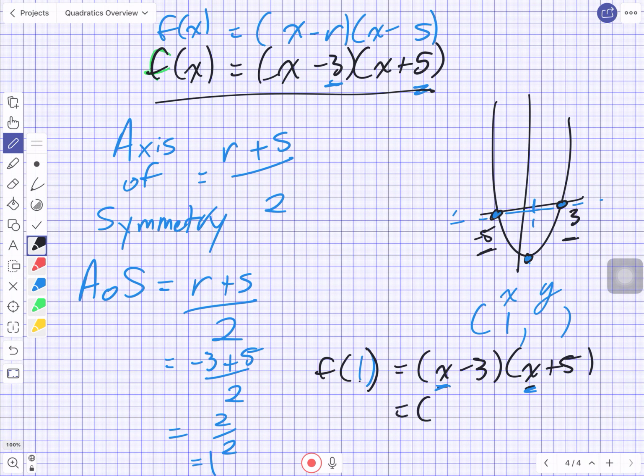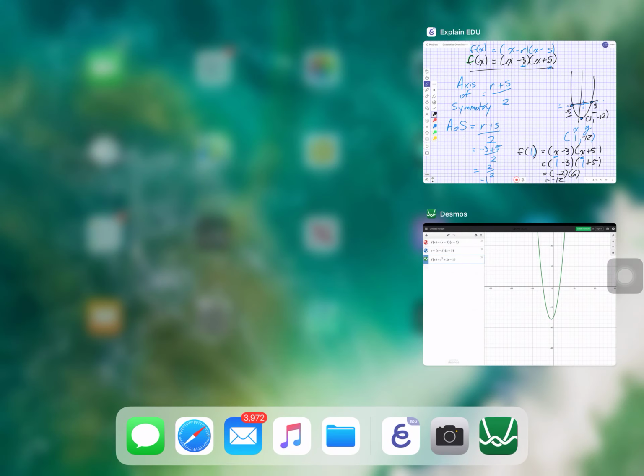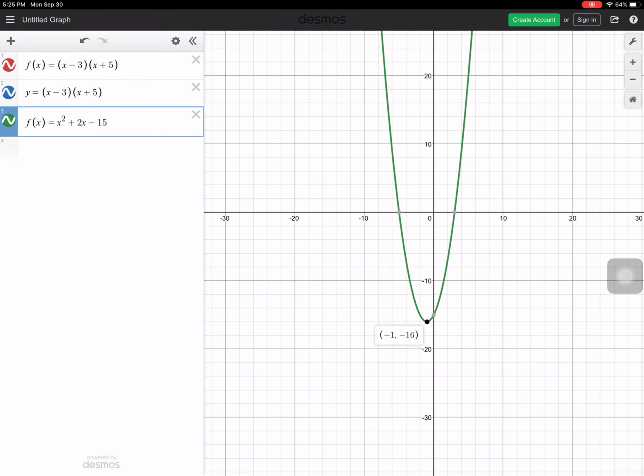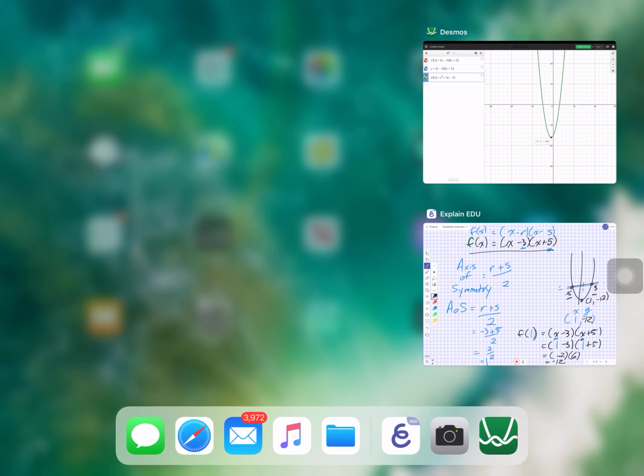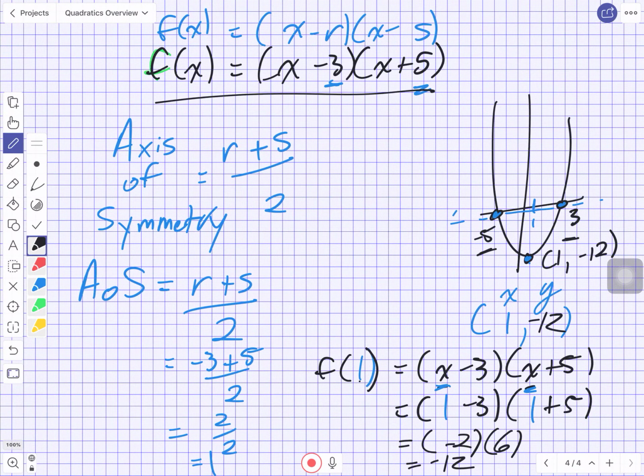So we're going to say 1 minus 3 and 1 plus 5. Okay? 1 minus 3 gives us -2. 1 plus 5 is 6. -12. So according to this, our vertex is at 1 and -12. I can jump into Desmos to double check that. I can literally click on it. Oh, 1 and -16. Did I do my math wrong? 1 minus 3, -2.